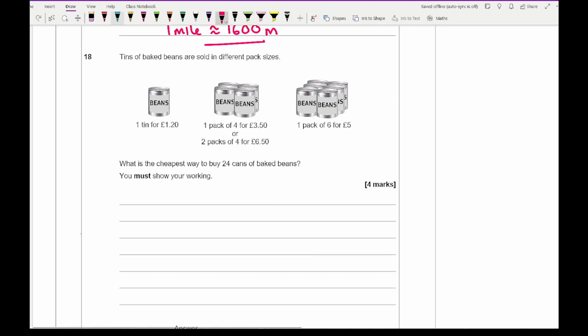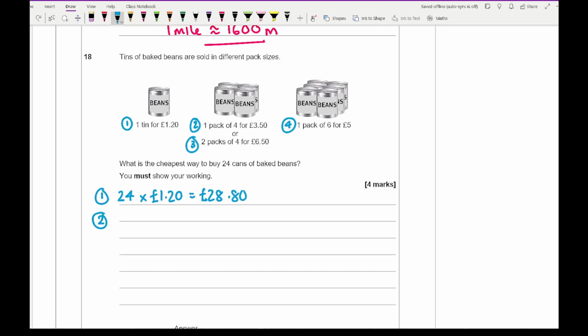Now for this I'm going to annotate it. So let's write offer number 1, offer number 2, offer number 3, and offer number 4. Looking at offer number 1, to get 24 tins using this offer, I need to buy 24 of them. So that's going to be 24 times £1.20. If I type that into my calculator, I get an answer of £28.80.